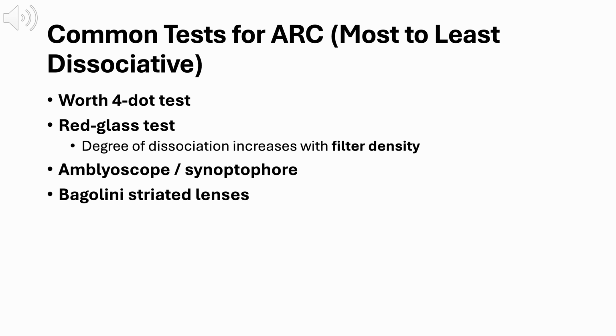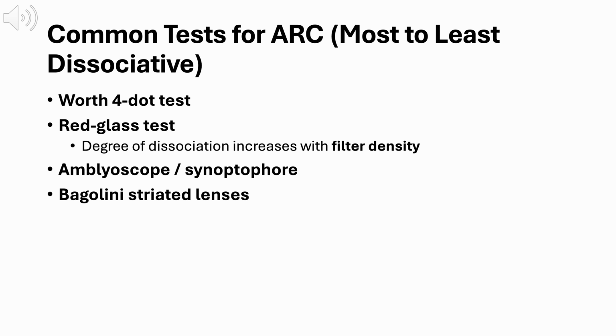I want to quickly orient you to how these ARC tests are organized. This slide is ordered from the most dissociative tests at the top to the least dissociative at the bottom. Dissociation means how much the test separates the two eyes and disrupts natural binocular viewing. The Worth 4-dot test is highly dissociative because colored filters strongly isolate each eye, so it often reveals what the visual system can do rather than what it normally does.